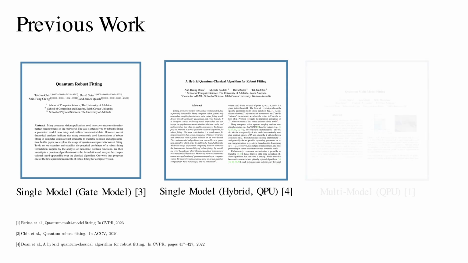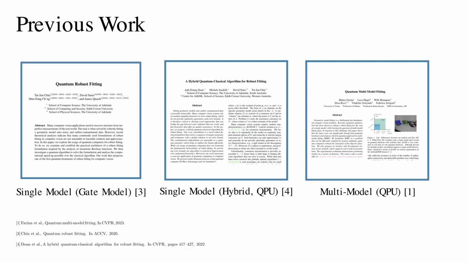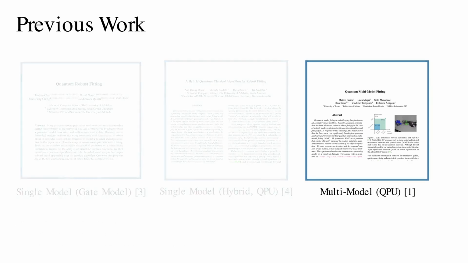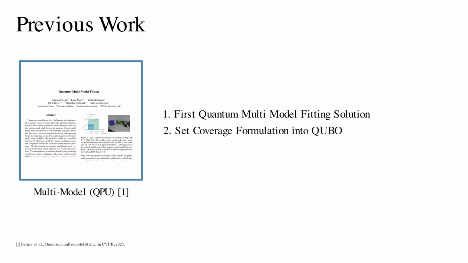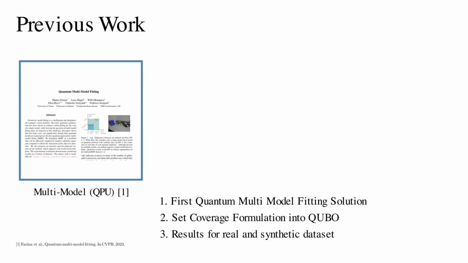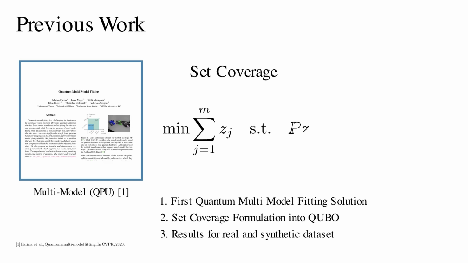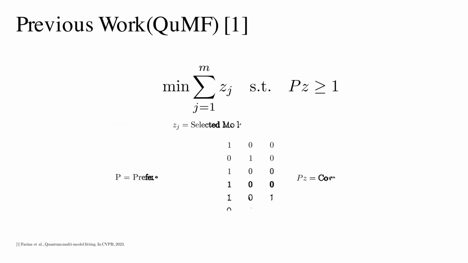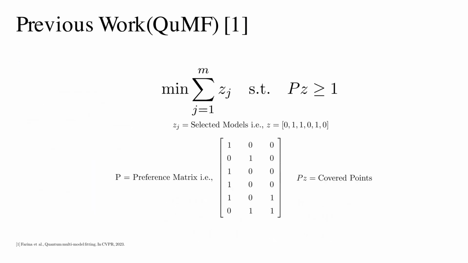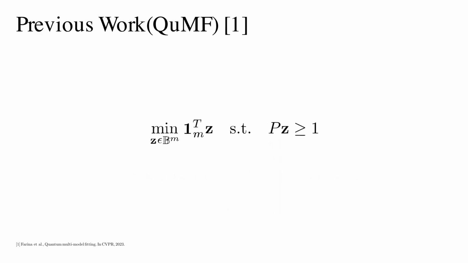The QMF approach advanced the field by introducing a multi-model fitting solution using a single-pass QUBO formulation. QMF represents a significant advancement in multimodal fitting, particularly within quantum computing. It employs a set coverage formulation combined with a preference consensus matrix to convert the complex task of fitting multiple models into a quadratic unconstrained binary optimization (QUBO) problem, perfectly suited for quantum annealing. This method allows QMF to address the entire fitting process in a single pass, significantly boosting efficiency over traditional, iterative approaches.